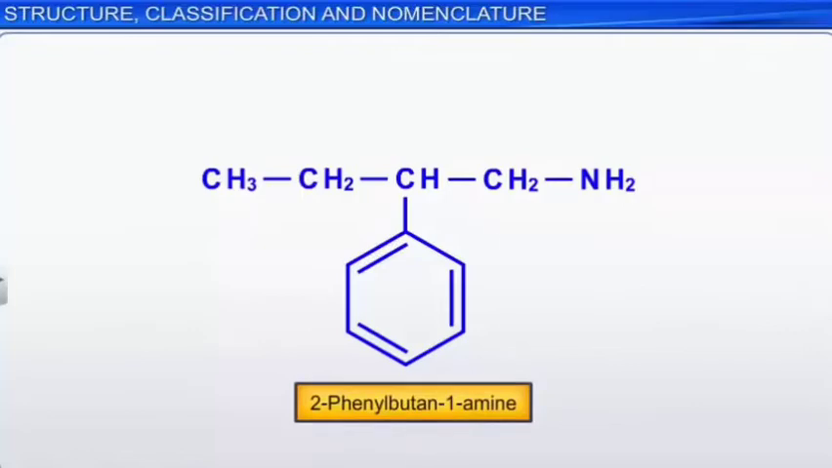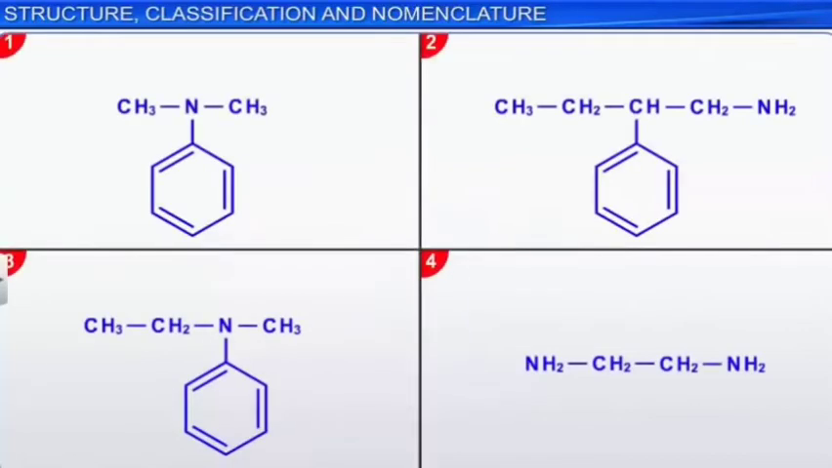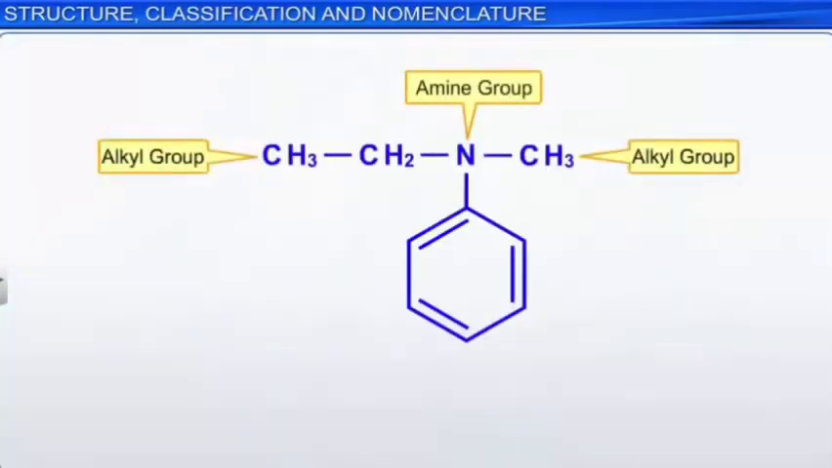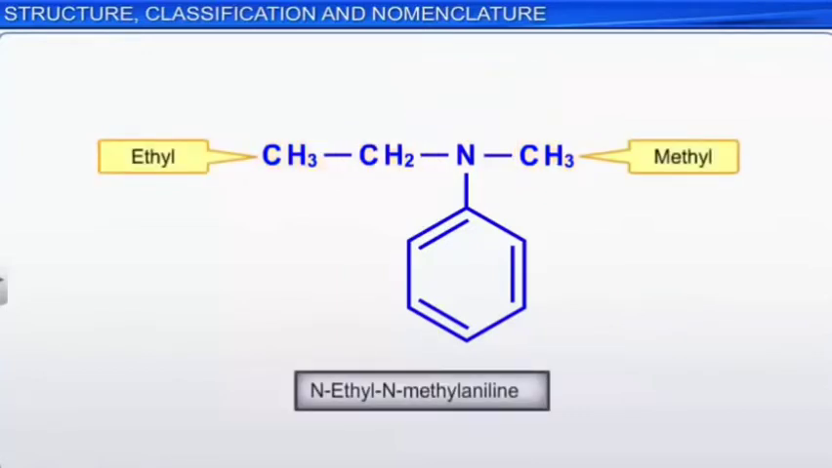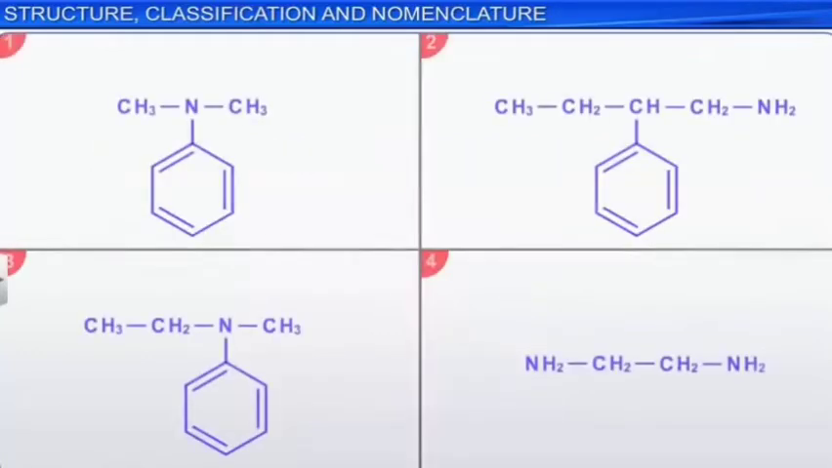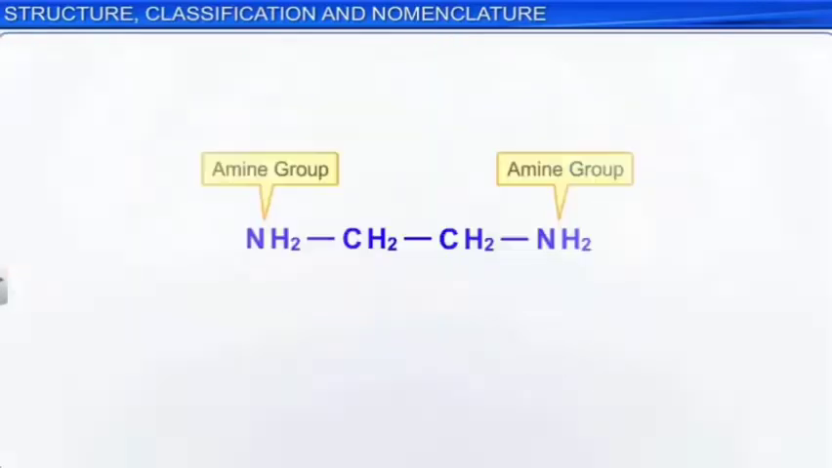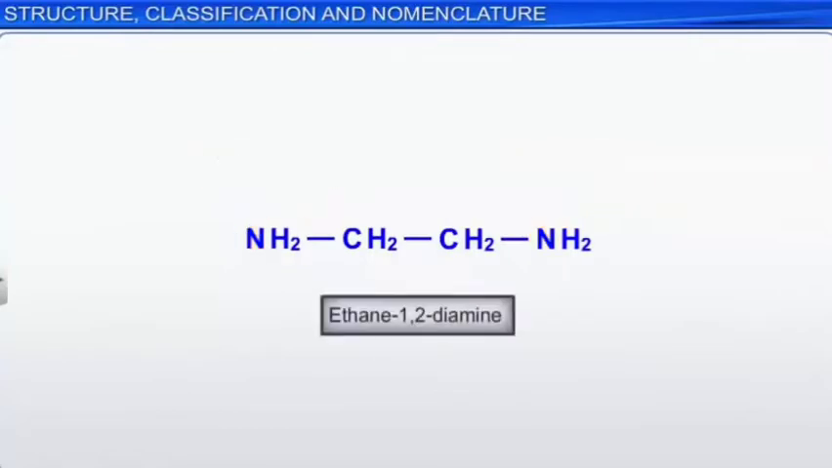In the third structure, an amine group is present on the benzene ring and alkyl groups are present as side chains. Hence, it can be named N-ethyl-N-methylaniline. In the fourth structure, as 2 amine groups are present on the 2 adjacent carbon atoms, the compound can be named as ethane-1,2-diamine.